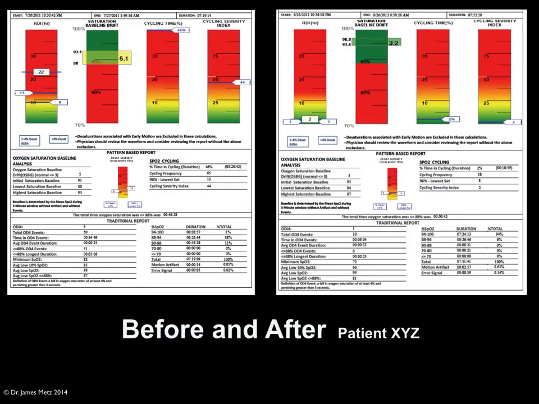Here's what is possible with a before and after on a pulse oximetry recording. We have a 22 RDI on the left, and it went to a 2 on the right. You can see that even the baseline drift improved dramatically. So the hypoventilation decreased very dramatically with an oral appliance, and you'll see that the cycling time is much reduced. It's almost down to nothing, and the cycling severity is nearly completely gone.